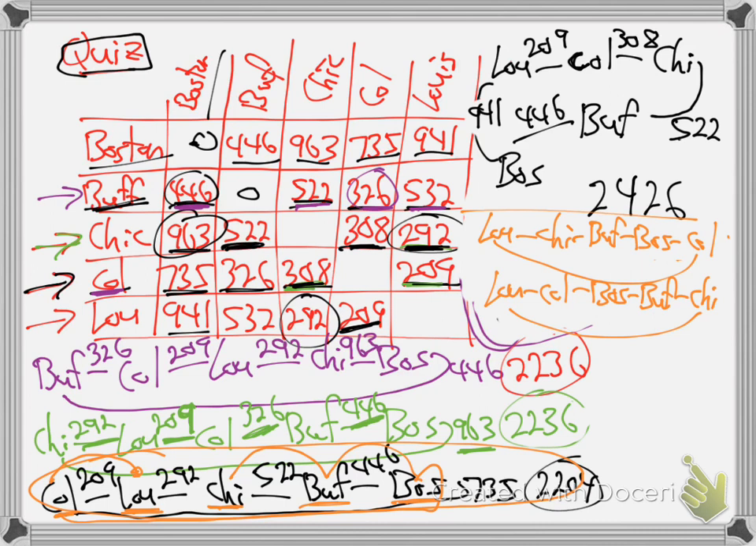Louisville, Chicago, Buffalo, Boston. Right? If you go back to the laptop here, that was the answer. Louisville, Chicago, Buffalo, Boston, Columbus, and then back to Louisville. That was the answer. Let's go from there.